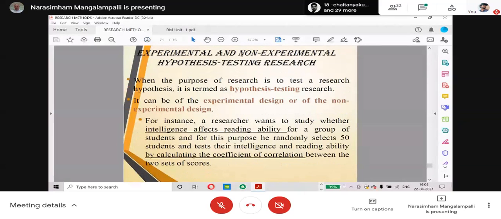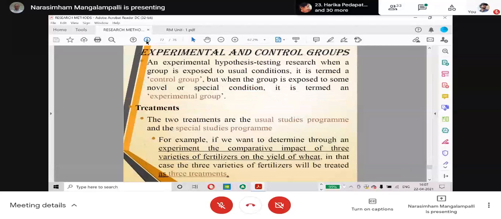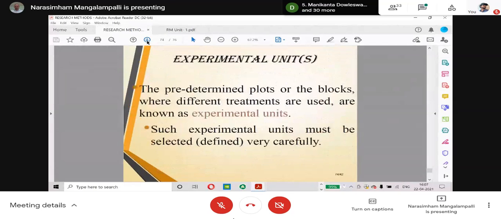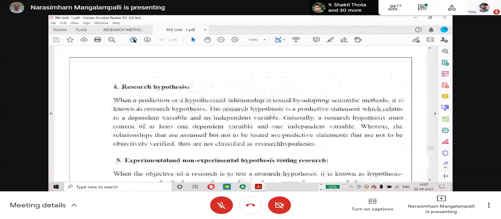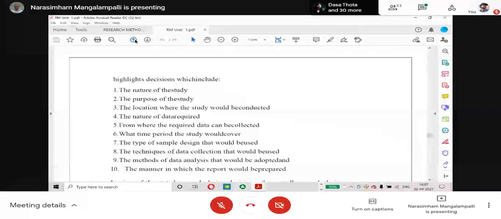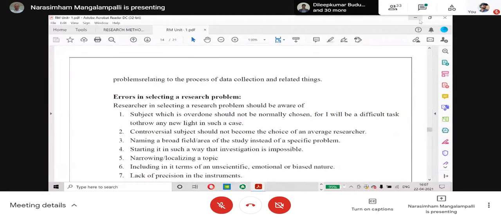So here you just go through this experimental and non-experimental hypothesis testing. I mean, the material is given here. So I will stop here and I will come back clear.